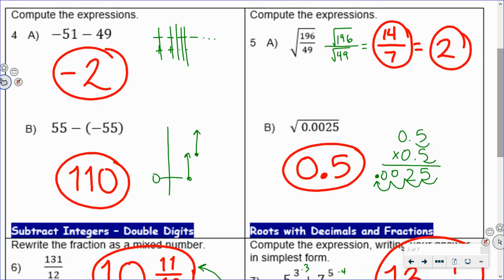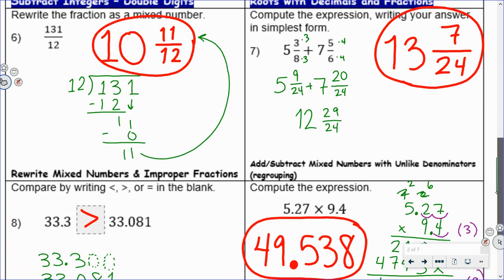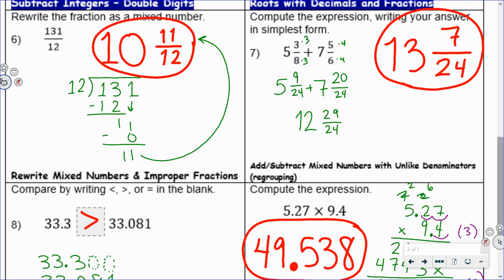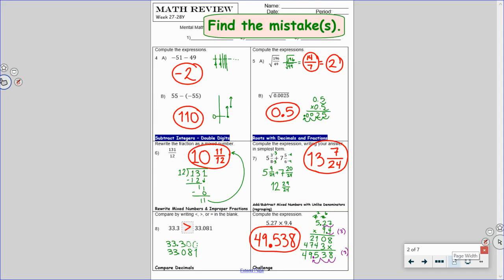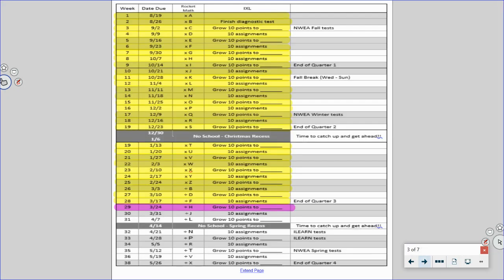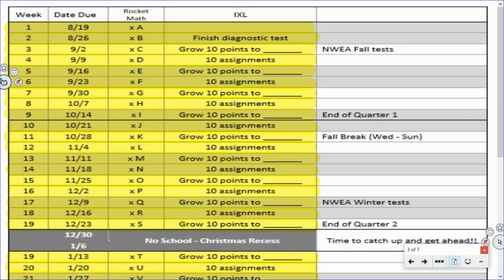All right, so here's a zoom in. Pause if you need and check. Pause, rewind if you need. Again, there is at least one mistake, if not more. Be ready to discuss those next class day.